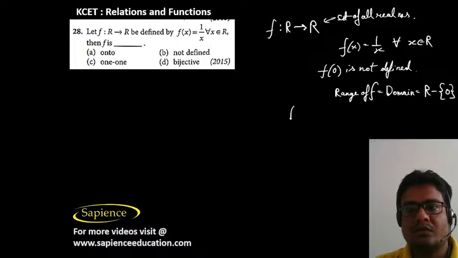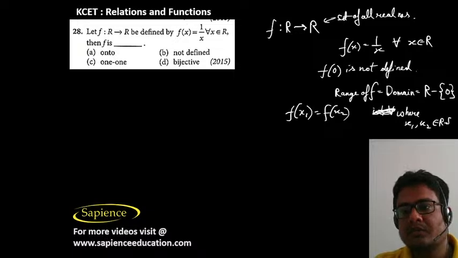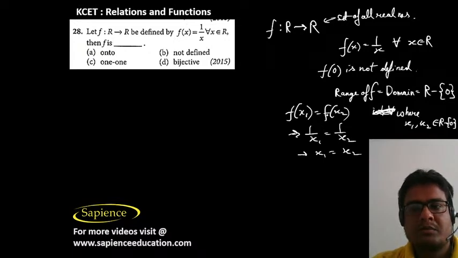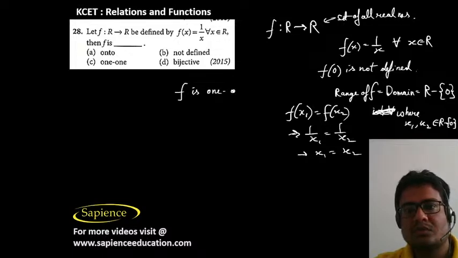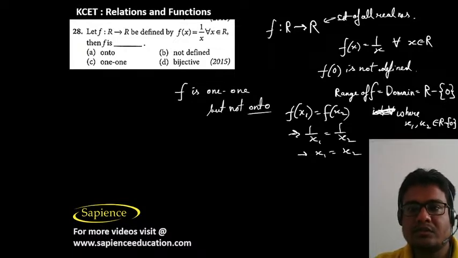It is one-one obviously, since if I take f of x1 equals f of x2, where x1 and x2 belong to R minus 0, it should not be 0 actually. Then 1 by x1 equals 1 by x2. So then I can say x1 will be equal to x2. So it means that it is one-one obviously. So the function f is one-one but not onto, since 0 has no image.